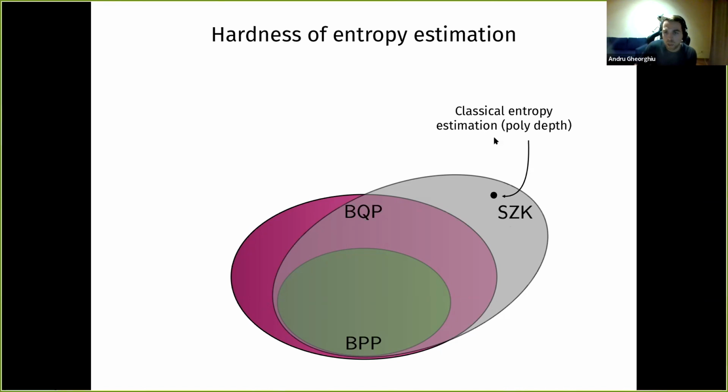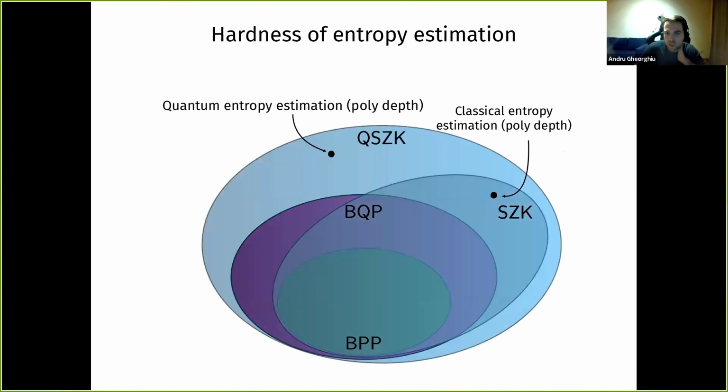Having a problem being complete for this class means that it's contained in the class and it's also at least as hard as any other problem in the class. In other words, if you could solve this problem efficiently, you could also solve everything that is in this class efficiently as well. And we believe that's unlikely because of these cryptographic arguments. So that was in the classical case. In the quantum case, the result is analogous for the cousin of this class, which is called QSZK, which we believe is even bigger than SZK itself. So the bottom line is that for polynomial depth circuits, it seems that the problem is hard.